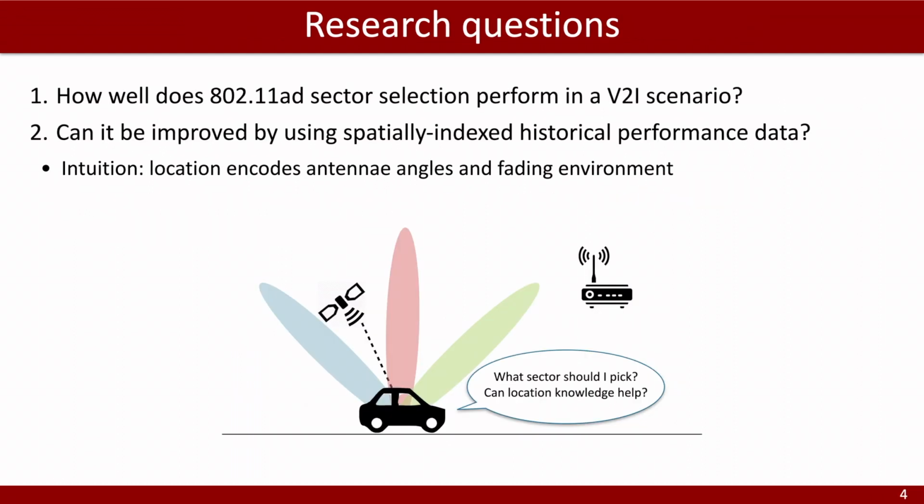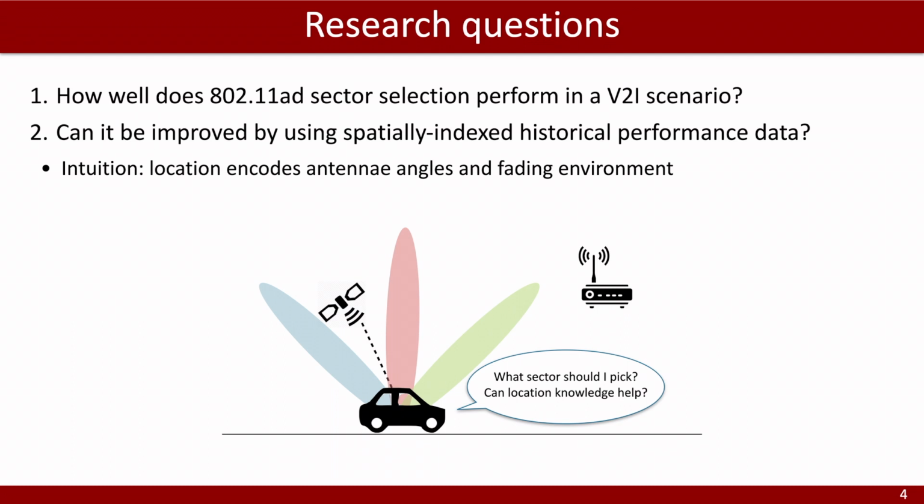With this in mind, we pose the following research questions. First, how well does 802.11ad sector selection perform in a vehicle-to-infrastructure communication scenario, where the vehicle is mobile? Second, we investigate whether network performance can be improved by using geolocation for sector selection.